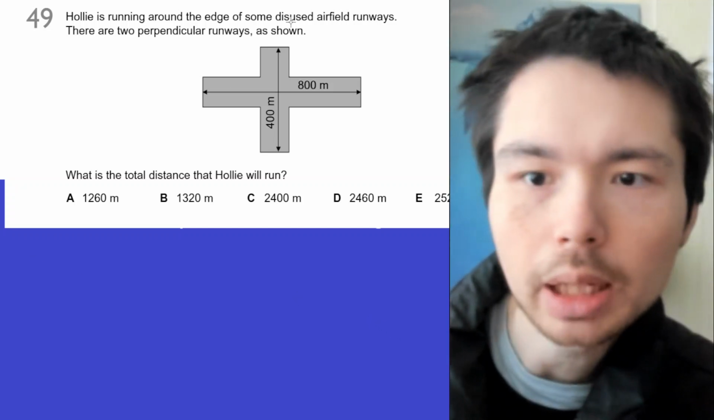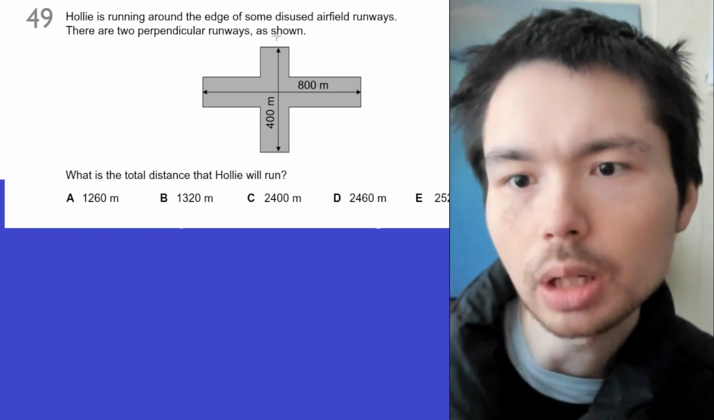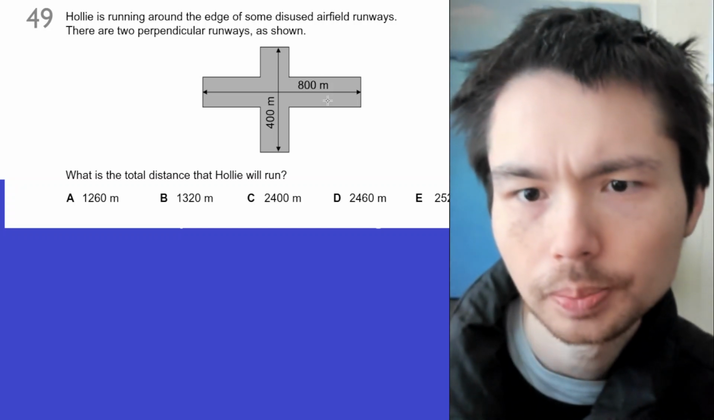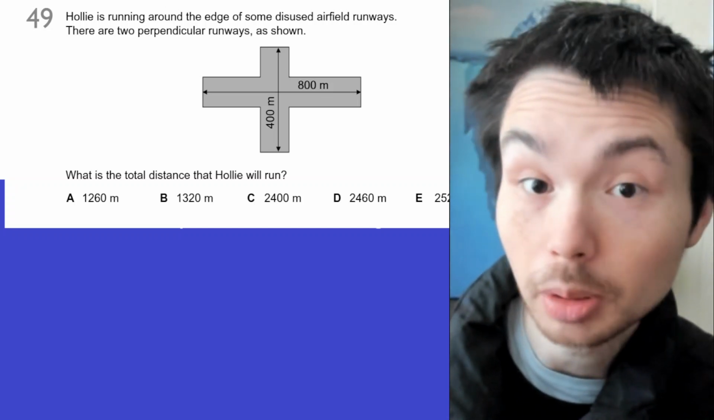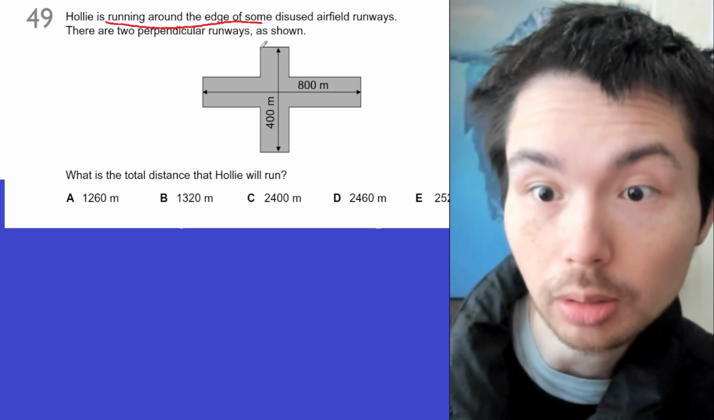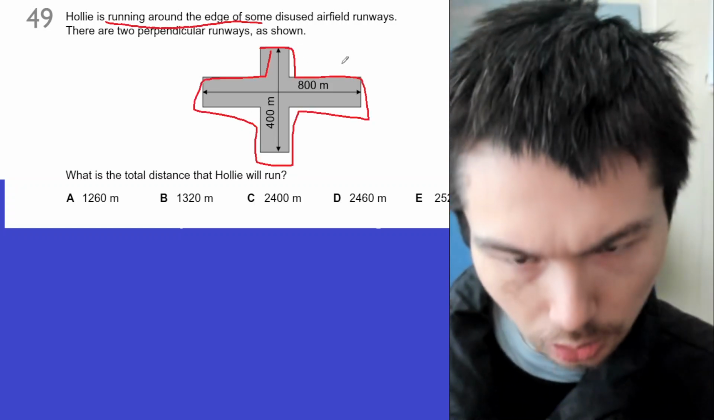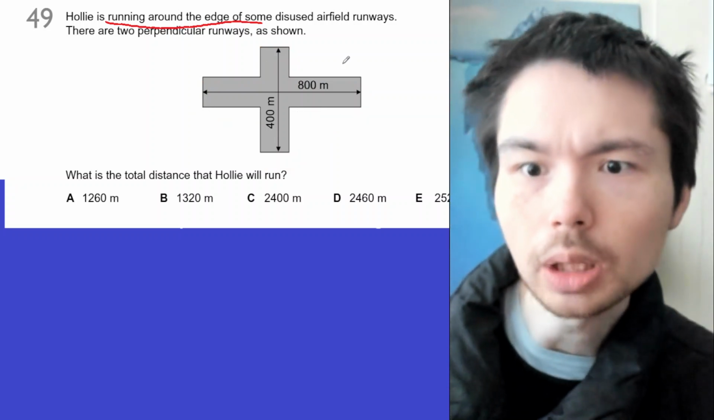Holly is running around the edge of some disused airfield runways. There are 2 runways as shown below. Another perimeter question, okay. Running around the edge, so like this, all the way around, fine. What's the total distance that she will run?